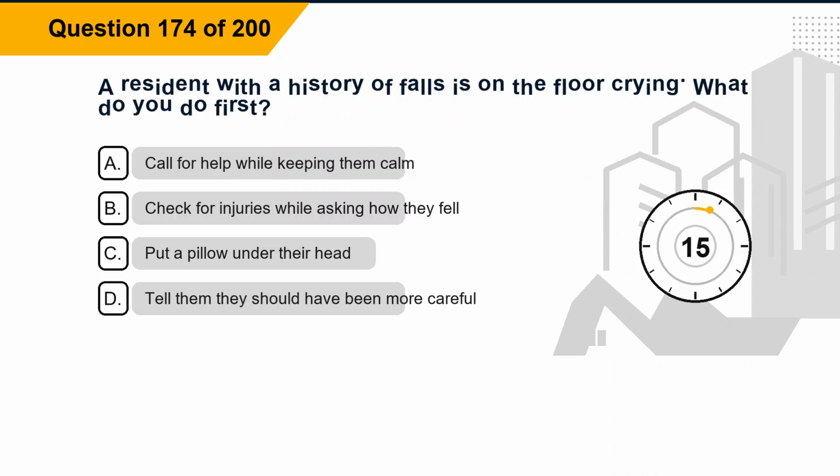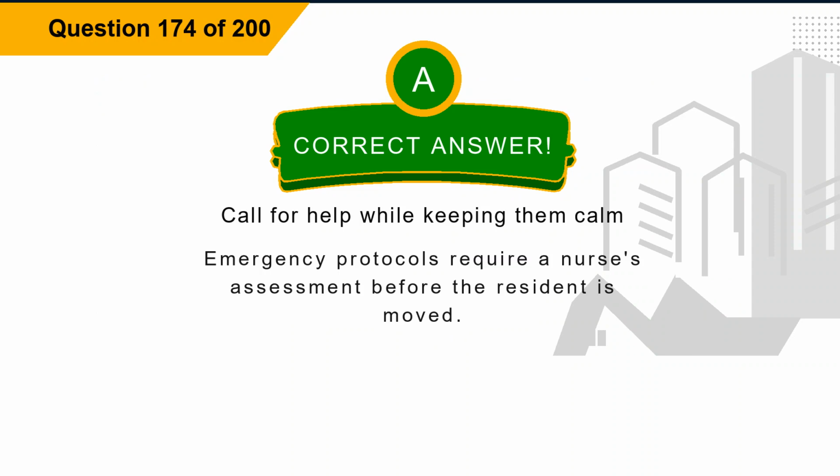Question 174. A resident with a history of falls is on the floor crying. What do you do first? Option A. Call for help while keeping them calm. Option B. Check for injuries while asking how they fell. Option C. Put a pillow under their head. Option D. Tell them they should have been more careful. The correct answer is option A. Call for help while keeping them calm. Explanation. Emergency protocols require a nurse's assessment before the resident is moved.